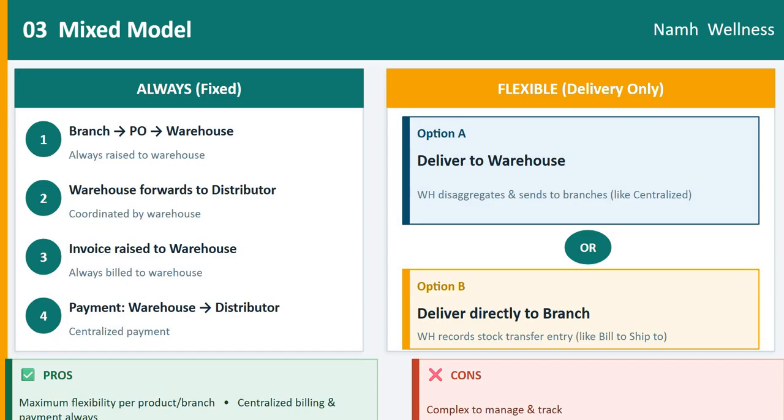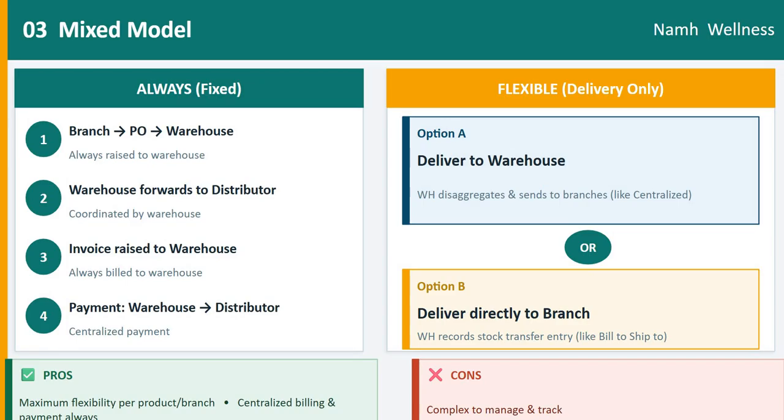So we have a chain pharmacy called Namma Wellness. They are based in Ahmedabad. They have around 9 stores running in Ahmedabad only, and other stores across Gujarat. What they do is, for the medicines, they do the bill to ship to model, but for the FMCG they do a centralized purchase model. So here there would be two things.